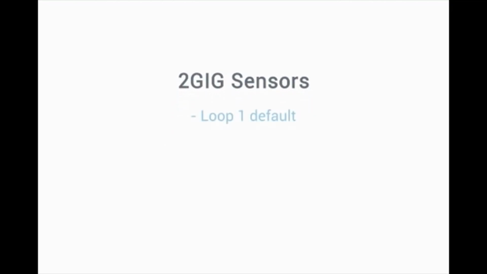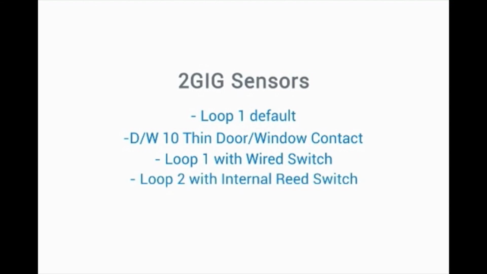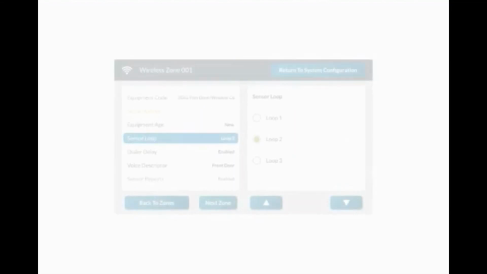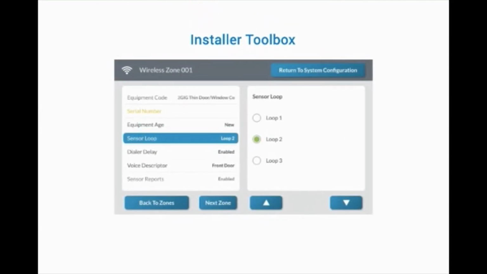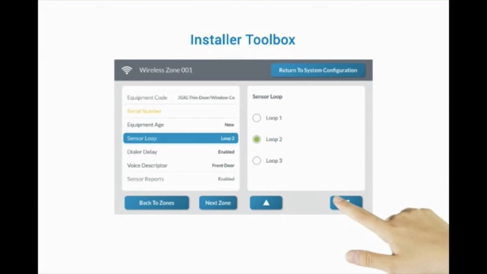The loop number determines the method with which the sensor will be tripped. The majority of 2GIG sensors have only one method, so the default is loop 1. The most common device with a second loop is the DW10 thin door window contact. Loop 1 when using a wired switch, and loop 2 when using the internal reed switch, just the sensor and a magnet. Using the correct loop number is critical for proper sensor and panel communication. Once the appropriate loop is selected, press the down arrow or select another option on the left.